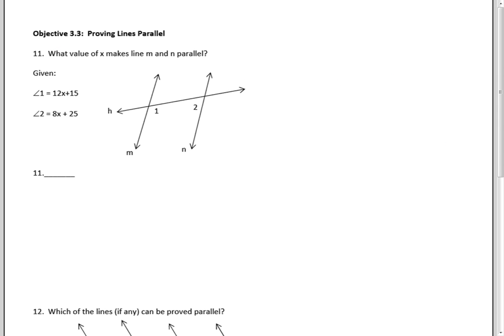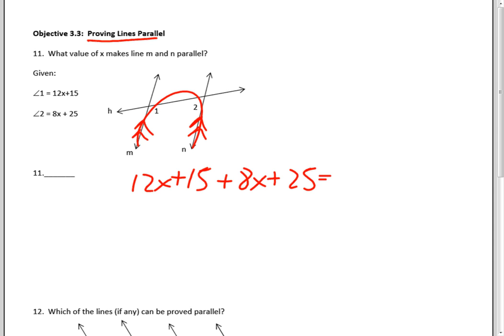Page 3. This time we're proving that the lines are parallel. It's the same process most of the time. In order for these two lines to be parallel, these consecutive interior angles have to add up to 180. So I'm still doing the same type of equation work.